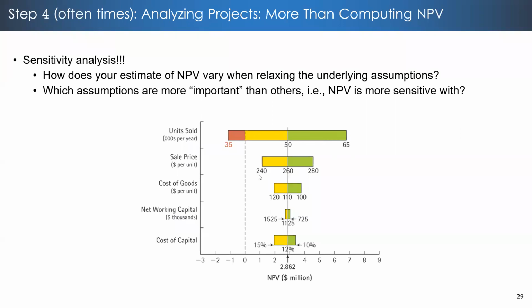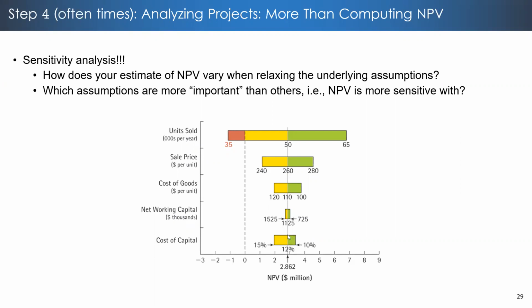And for sale price, similarly, if our comfortable zone is between 240 and 280, that's not going to be a problem, because on both extremes the net present value will still be positive, meaning that it's still a good project. That's a different conclusion from the one we have on the assumption of unit sales, because on the left extreme of unit sales, we will change our decision to not take the project anymore. And similarly with the other three parameters.